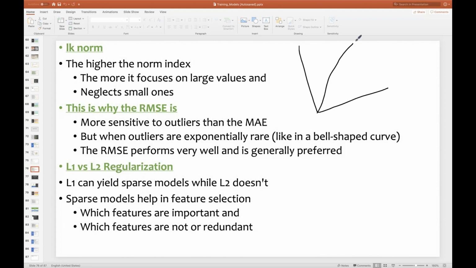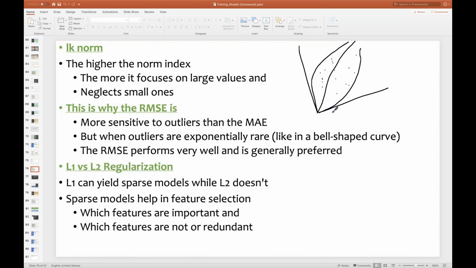The diagram will be like this, and it may go like this, or it may also go like this, because you'll have dot values like this. But when the outliers are exponentially rare, like a bell-shaped curve, the RMSE performs very well and is generally preferred.